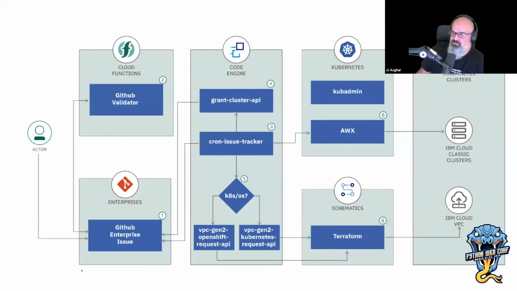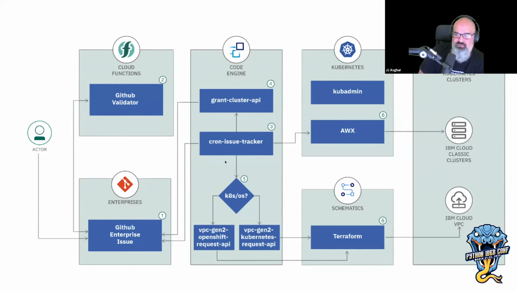And as you notice, this is pretty close to, what's a good word for it? A serverless application. So if you take a few moments here, someone enters the request inside of the enterprise. We have that GitHub validator, that cloud function I was talking about. And then from there, we have this Code-Engine grant cluster API and this issue tracker.